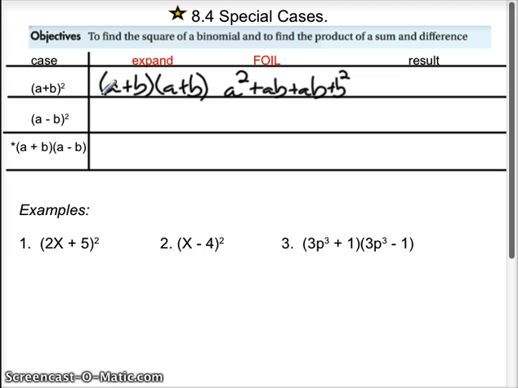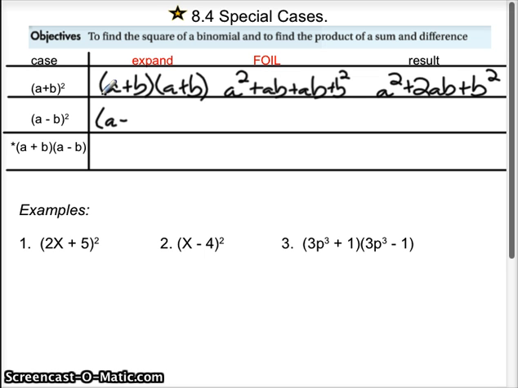So when we talk about the result of this, what we're getting, we can combine those two inside terms. So we have a squared plus 2ab plus b squared. So there's a general rule for when we're dealing with these. The next one, a minus b squared.